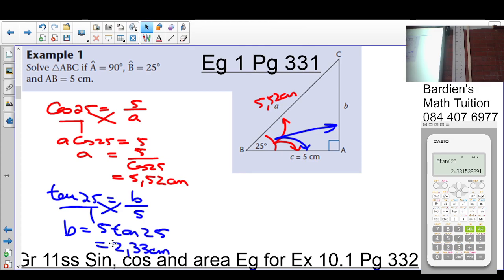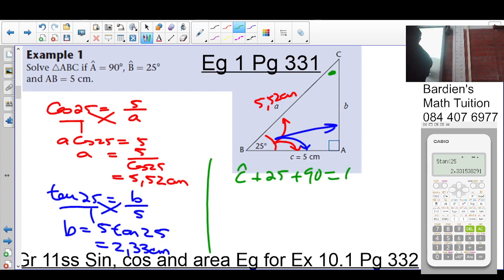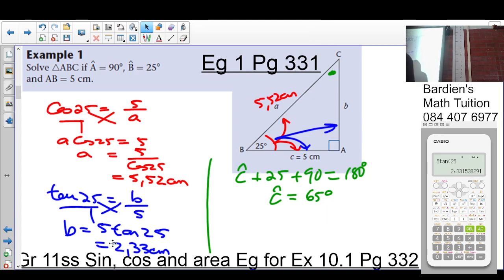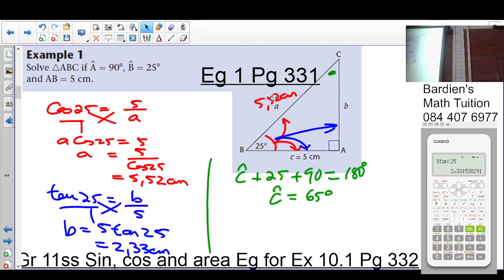Then of course, angle C plus 25 degrees plus 90 is equal to 180. Do I need a reason here? No, because I'm not busy with Euclidean geometry here. So angle C is equal to 180 minus 90, which is 90, minus 25, which is 65. Good, do you guys understand? Any confusion here? Okay, let's carry on.